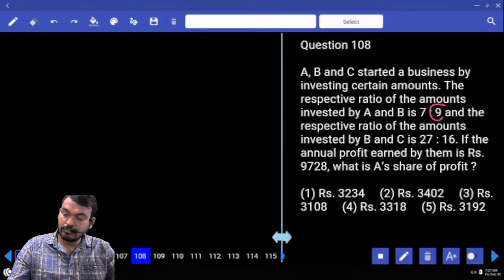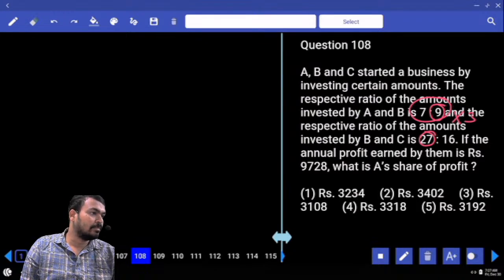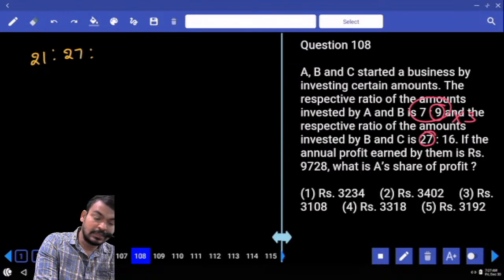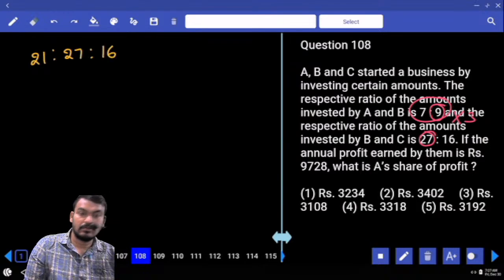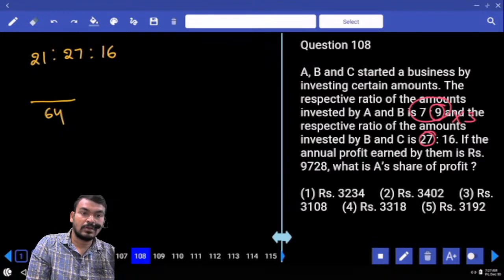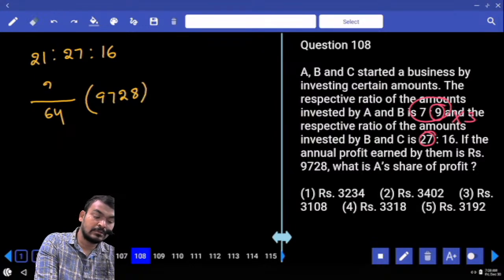First one, B is how many parts? 9 parts. Second one, 27. Then the first one is multiplied by 3 times. Then equate the B parts: 3 7s are how much? 21. 3 9s are 27. C is how many parts? 16 parts. What is the sum of the parts? 64 parts. In place of 64 parts, how much value is given? 9728. But how many parts do we require? 21 parts.